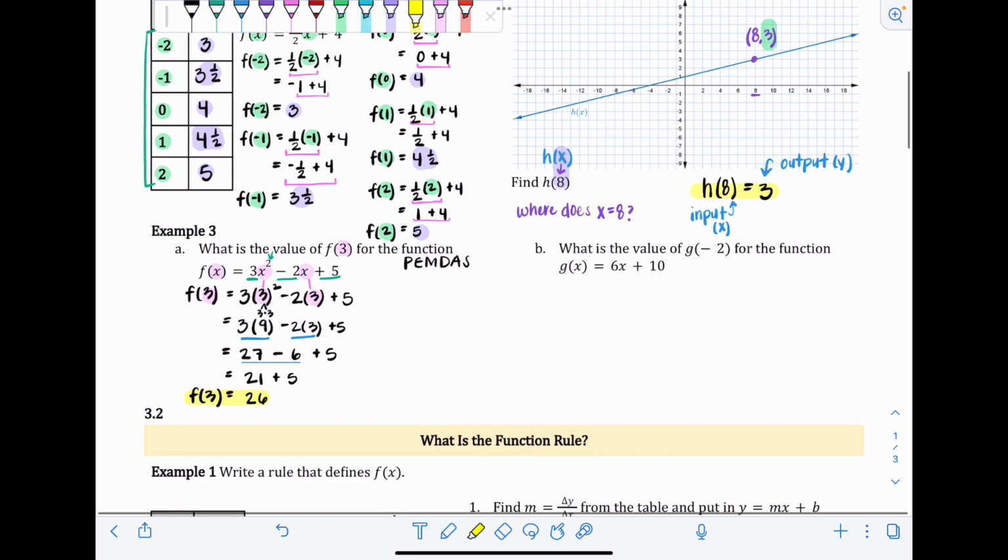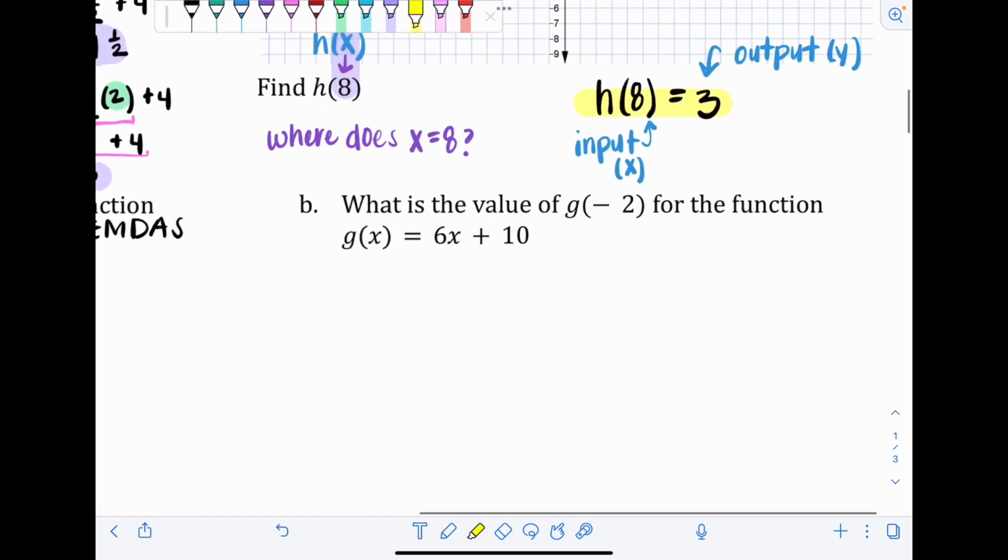And then for B, this is a very similar problem, so this would be a good one to pause and test yourself on. But B says, what is the value of g of negative 2 for the function g of x equals 6x plus 10? So here you can see the function is named g, but it's the same concept as the previous example. So what is the value of g of negative 2? Our input is x, but we're actually finding g of negative 2, so that means we put negative 2 in for the x.